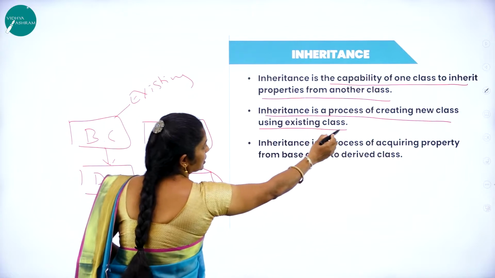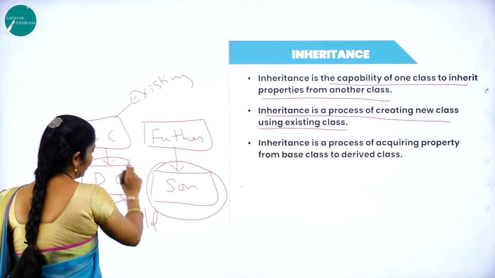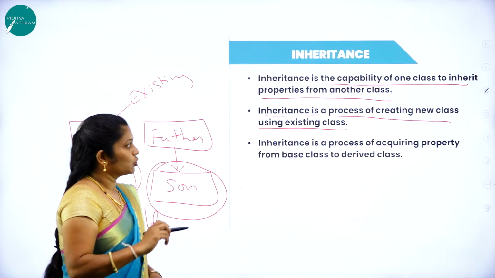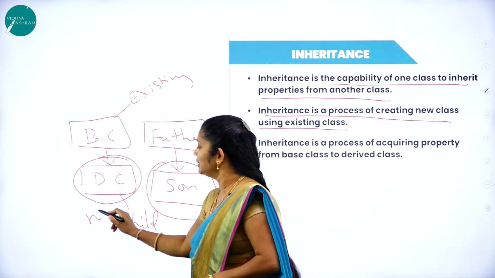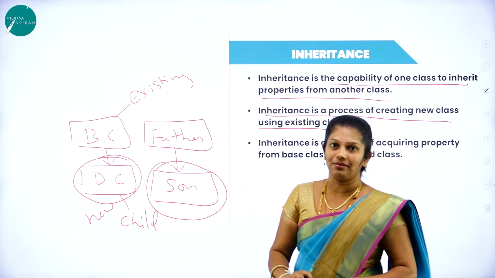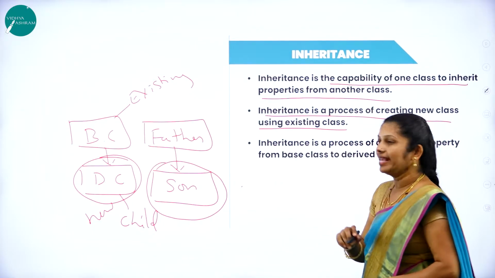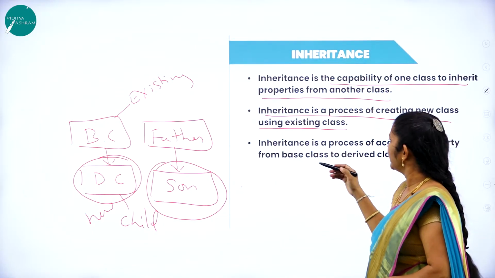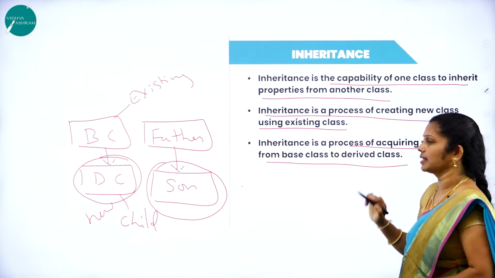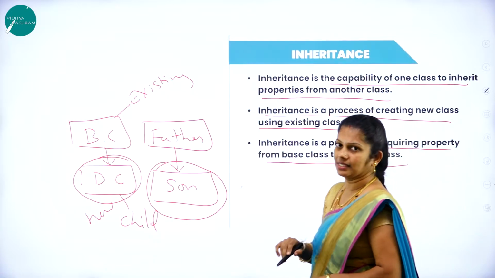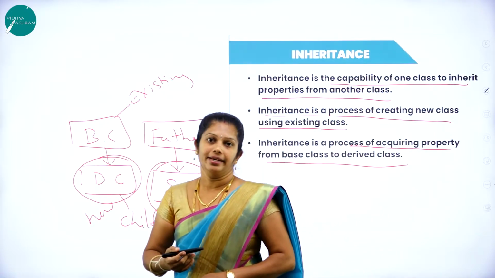Here it is a process of creating a new class. That is, the new class here is nothing but the child class or derived class, created by using the existing class. Inheritance is a process of acquiring the properties from base class to derived class. That is nothing but inheritance.